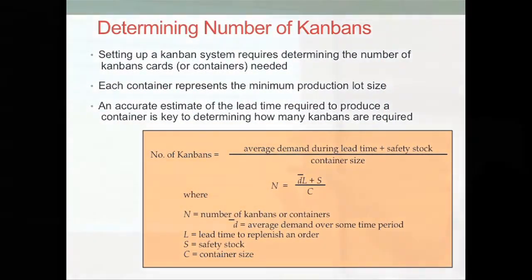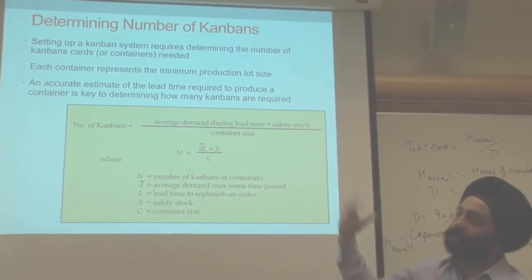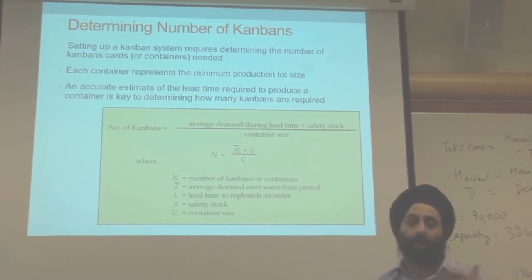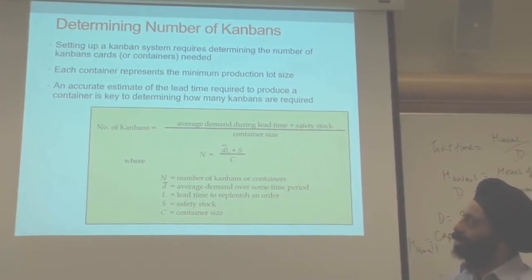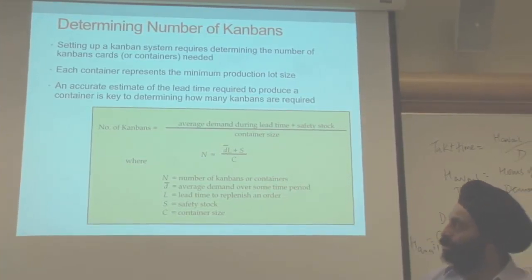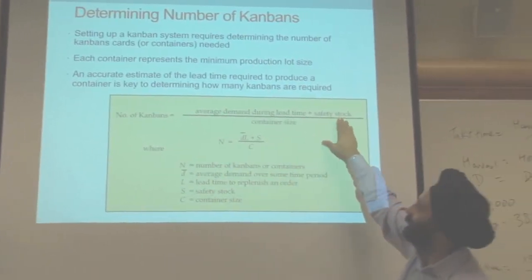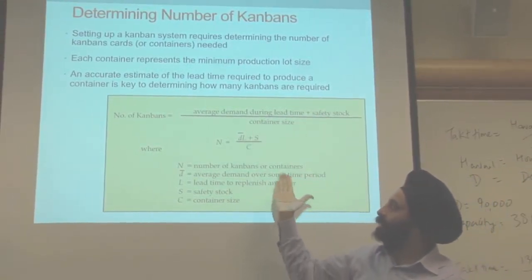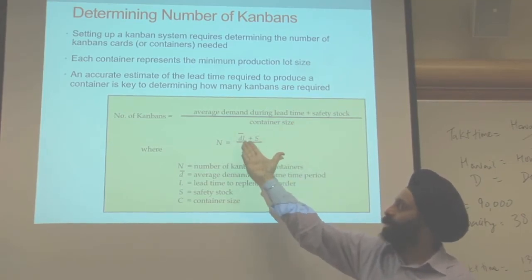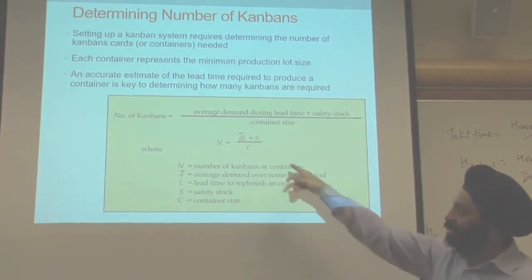Setting up a Kanban system requires determining the number of Kanban cards. So each container represents a minimum production lot size that you're going to be producing every time a Kanban is released. So an accurate estimate of the lead time required to produce a container is key in determining how many Kanbans are required. So you're looking at the calculation for number of Kanbans is average demand during lead time plus safety stock. When added together, divide that by container size. So you have average demand during lead time, which is D, periodic demand, times L, lead time, plus the safety stock S, divided by C, which is the size of the container.